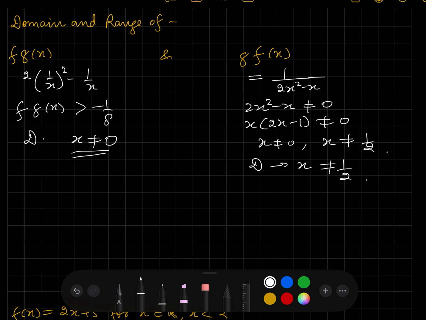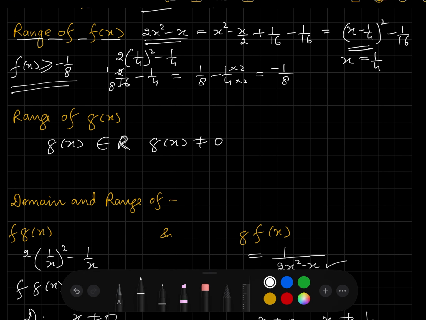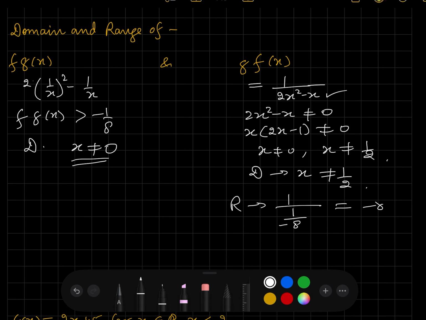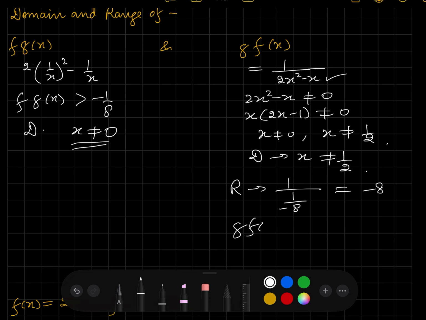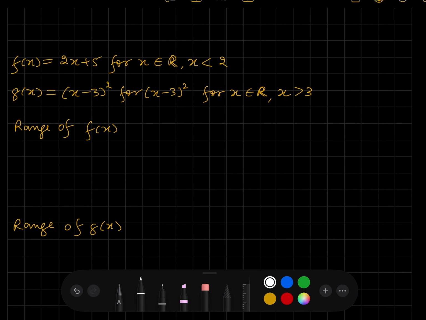For range of g of x, we know the range of this function f(x) was f(x) greater than or equal to negative 1 by 8, and this is 1 over that. So the range of this would be 1 over negative 8, and that would be negative 8 only. So we see the range of g(x) would be always greater than or equal to negative 8. Clear? Sorry, less than, because it is 1 over. So it would be less than or equal to negative 1 over 8. Negative 8.